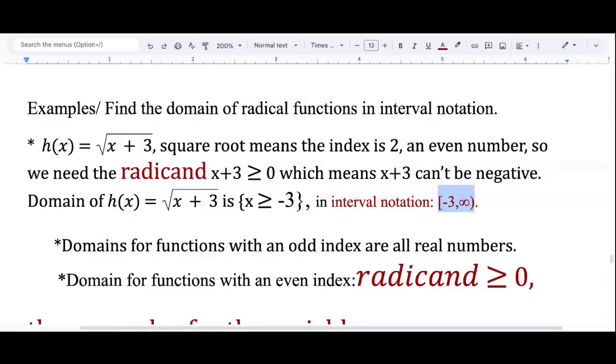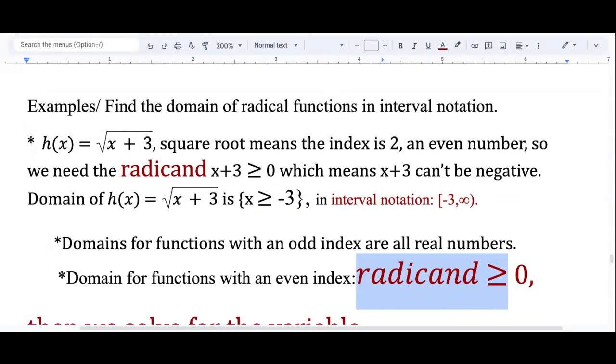Anyone has any question? So you see, we just take the radicand, we set it to be greater than or equal to 0, then solve for the variable. That's the step.